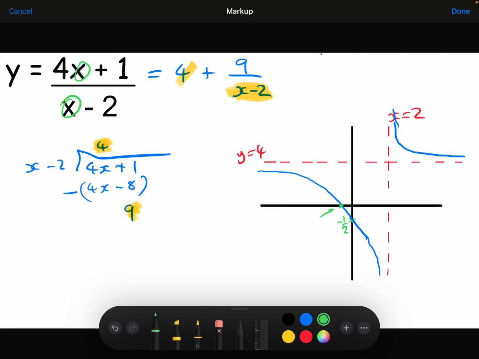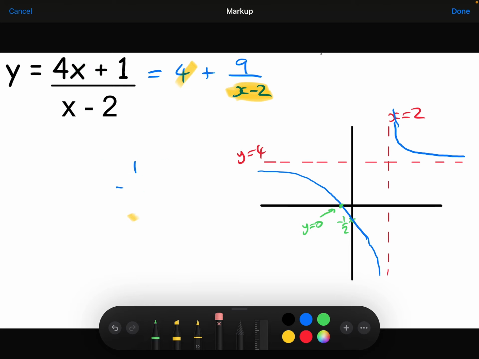And then at this point here, I know that's where y is equal to 0. So if I take my equation and make that y equal to 0, I can then times by the x minus 2 to get 0 equals 4x plus 1. So x is minus 1/4.